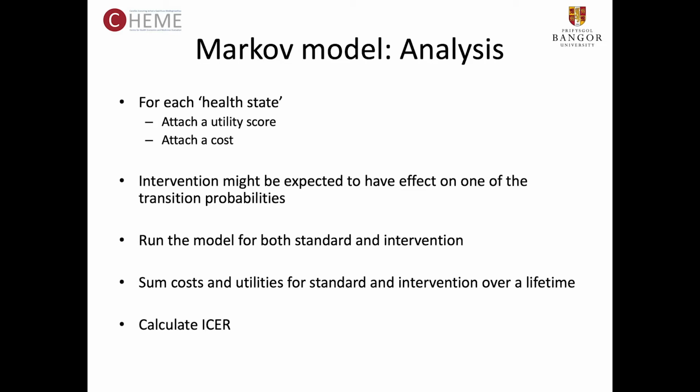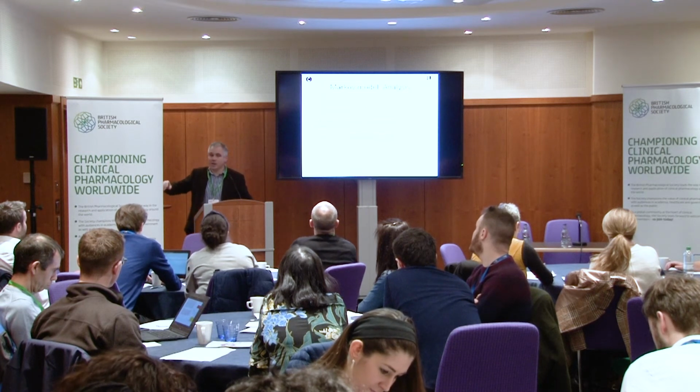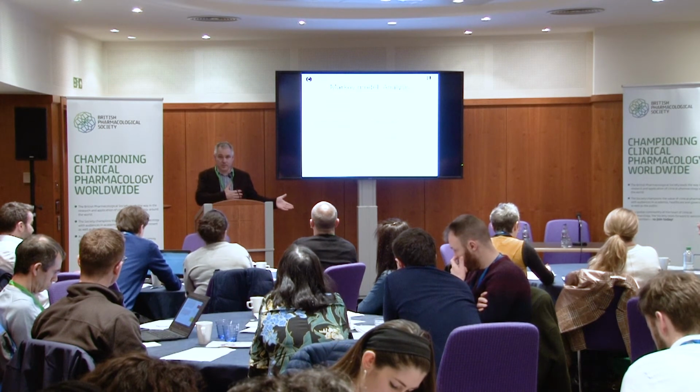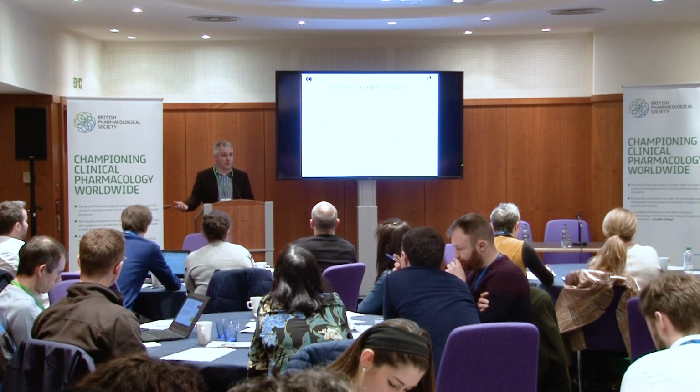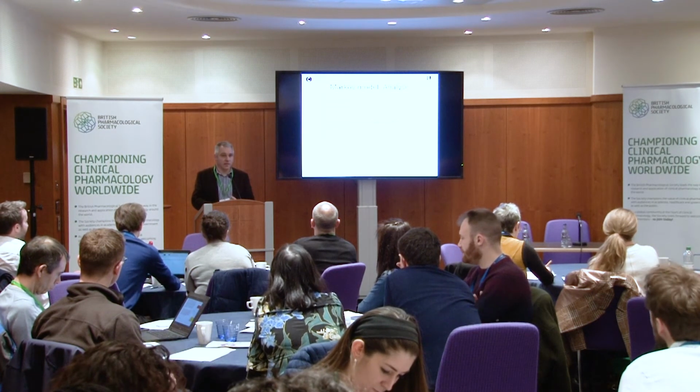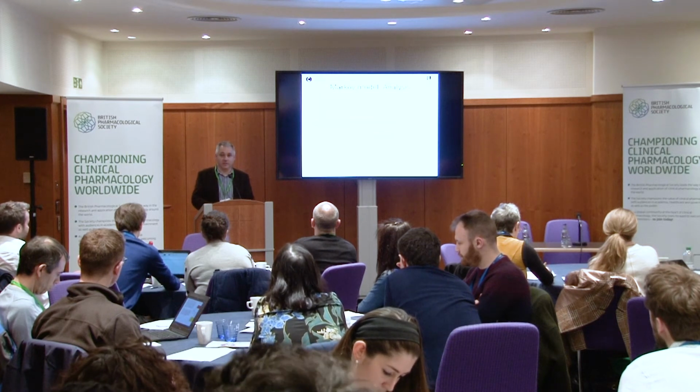So we can attach a utility and a cost to the health state. And we might anticipate a treatment to be hopefully effective, but it would be possibly, in this instance, effective in reducing the probability of one of the transition probabilities. So it might reduce the chance of death, or it might reduce the chance of disease progression. And what we would do is run the model with standard care, with these probabilities, and run the model with the drug probabilities, and compare the differences in QALYs and costs in order to estimate the incremental cost-effectiveness ratios you did previously.